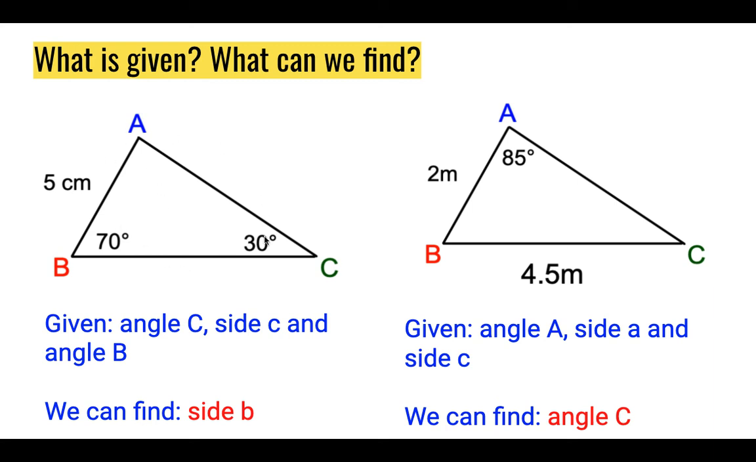Because if I asked you to do that, how could you find angle A? Well, don't forget that the sum of the angles inside a triangle add up to 180. So if you do 180 minus 70 minus 30, that would give you the angle here, and then you could find side A as well. That's going that extra step. So let's solve these triangles as is first.